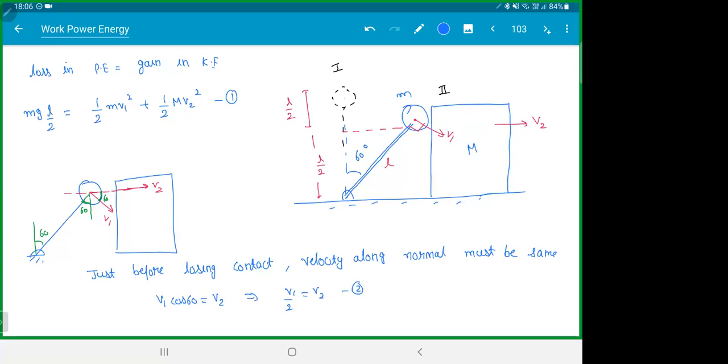Do have a look at this, everyone. We are using rigid body constraints and we are using conservation of energy. So as long as they're touching, velocity along the normal is same. Just when you're about to lose contact, the velocity must still be same.